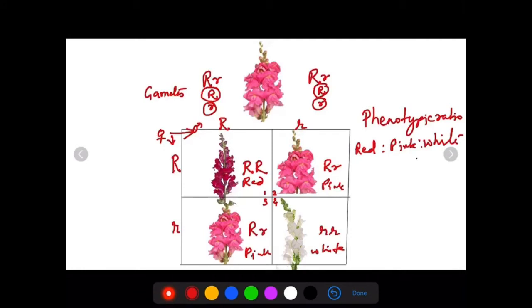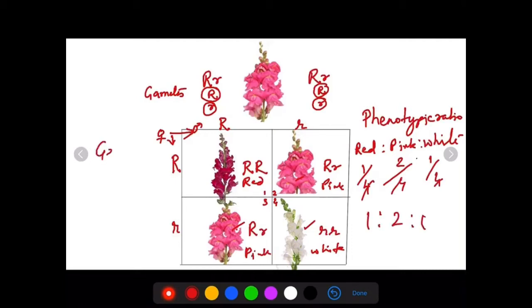So what is the number of red plants from total combination? 1 out of 4. Pink 1 and 2, so it is 2 out of 4. White is 1, so it is 1 by 4. The ratio is 1 is to 2 is to 1.